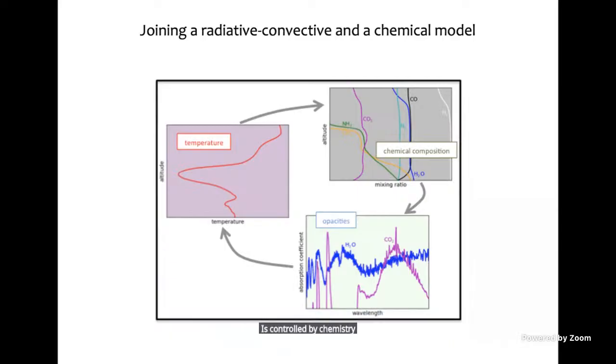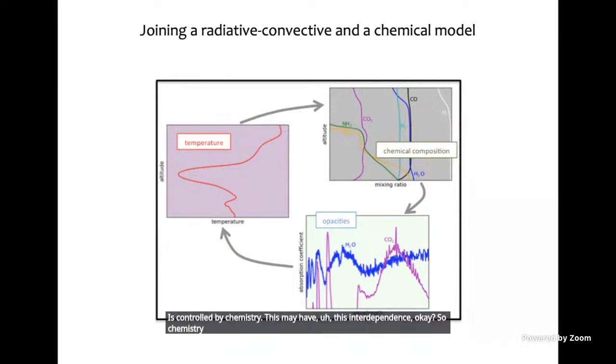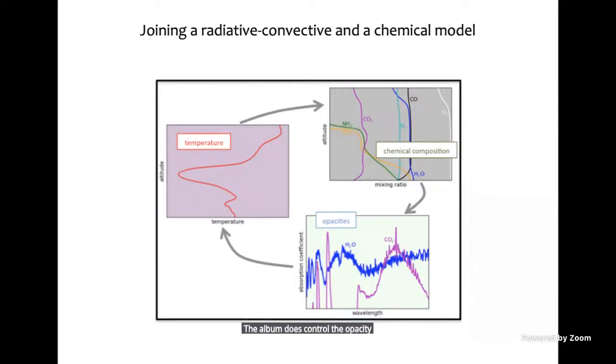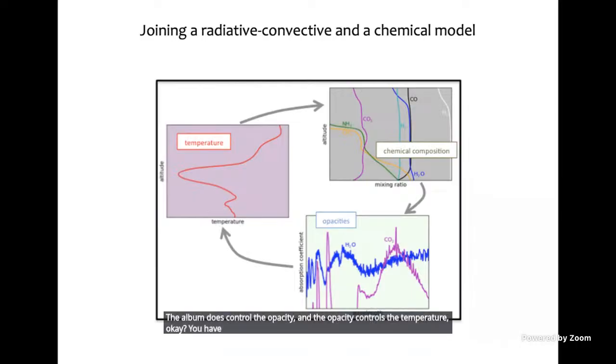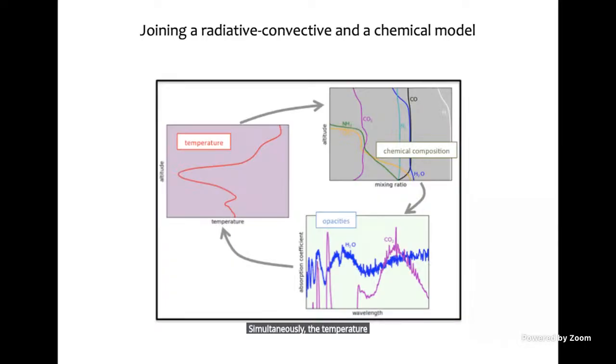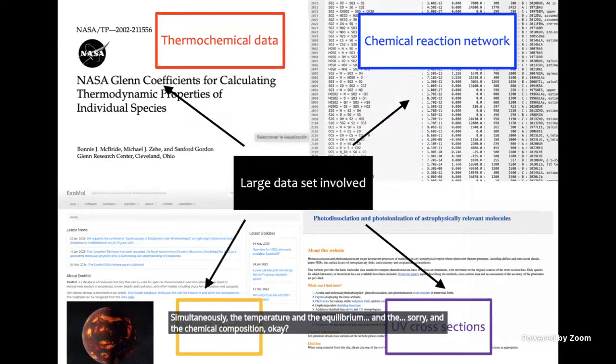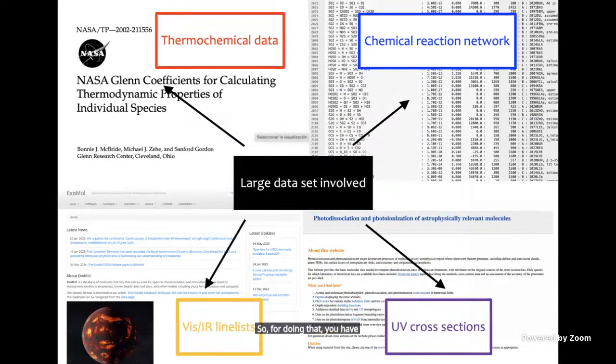There is this interdependence. Chemistry controls the abundances, the abundances control the opacity, and the opacity controls the temperature. So you have to solve simultaneously the temperature, the equilibrium, and the chemical composition. To do that, you have to couple these two models.